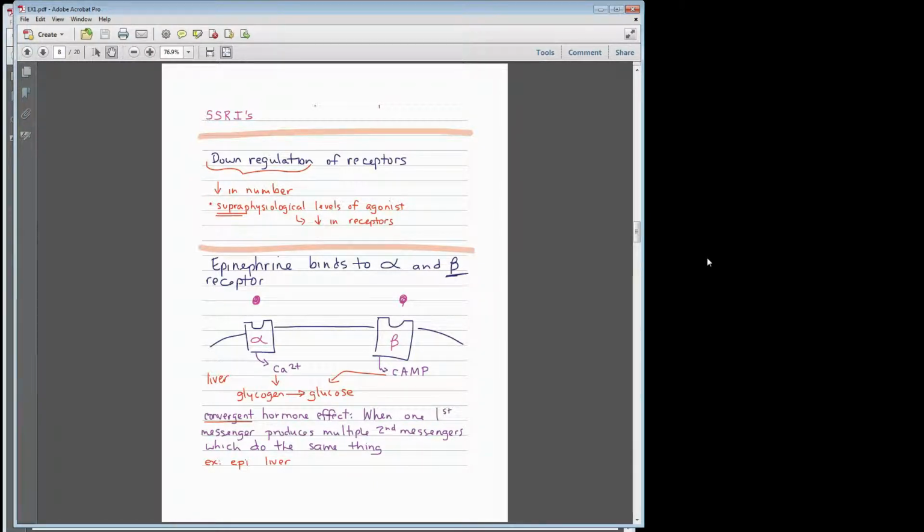Glycogenolysis is glycogen to glucose, and glucose to pyruvate is glycolysis, and the reverse process is gluconeogenesis. So that's what my notes say. I'm sad to admit that I have to memorize it every so often.